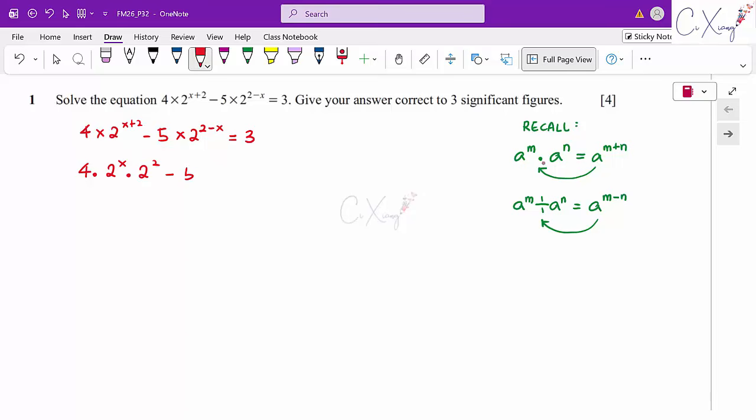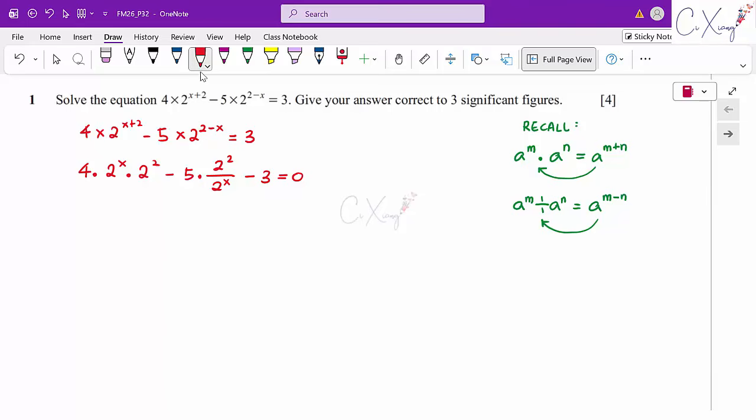Okay, same thing happens for the second term here. 5, just copy. 2 power 2 minus x, I want to separate according to this indices rule, where I want to separate it to become 2 power 2 divided by 2 power x. So 2 power 2 minus x means divide, then 2 power x. If you feel that it is quite weird to write it out in this way, then you can just write it out like this: 2 power 2 divided by 2 power x. Then I bring the 3 over, making it negative 3, then equals to 0.